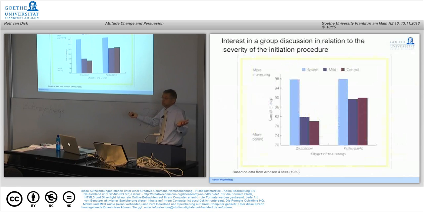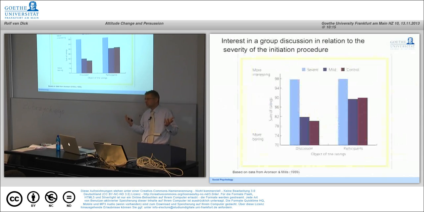They could just join the group. And then they had 2 conditions where the women had to go through a mildly embarrassing or a severely embarrassing procedure to become members of the group. In the mildly embarrassing condition, they had to read a small text with mild erotic, mild sexual content. In the other condition, and remember this was 1959, these young women had to read aloud a text with explicit sexual content and very obscene words among them.